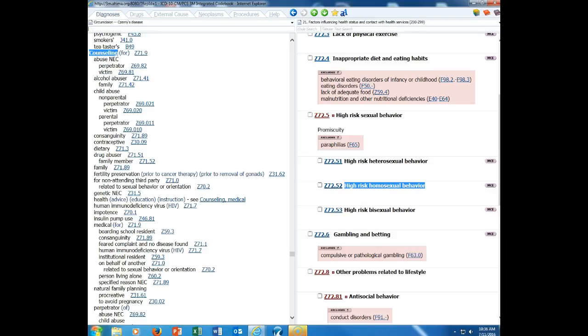If you have an HIV positive patient who is having recurrent pneumonia, and the physician documents recurrent pneumonia, they have developed AIDS. They're not Z21 anymore, they're a B20. So go through those carefully.